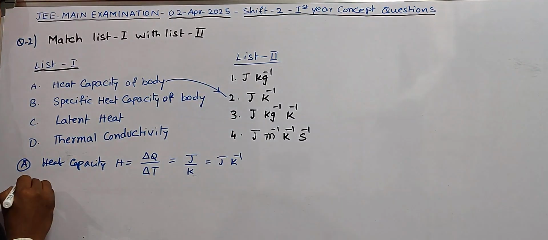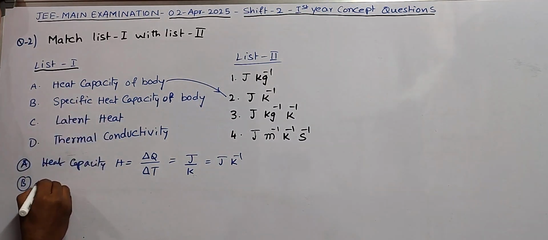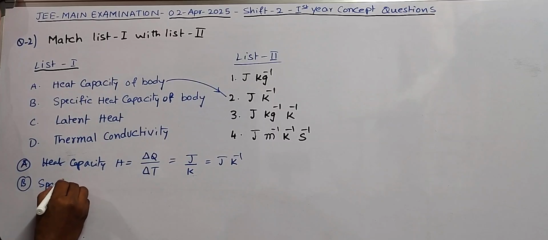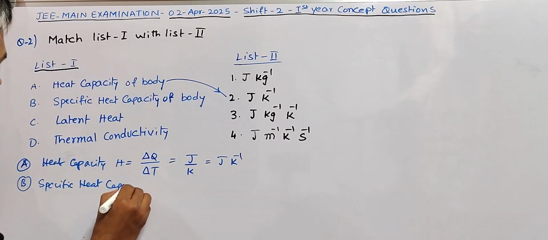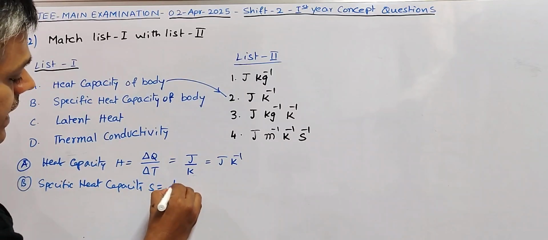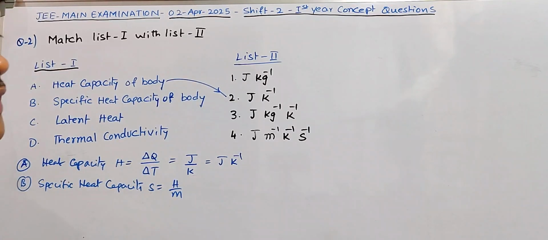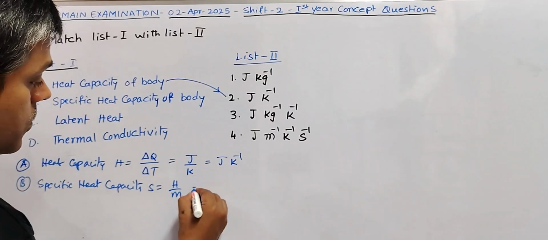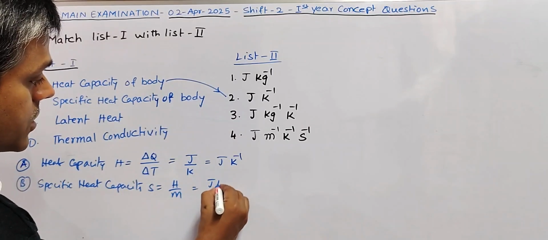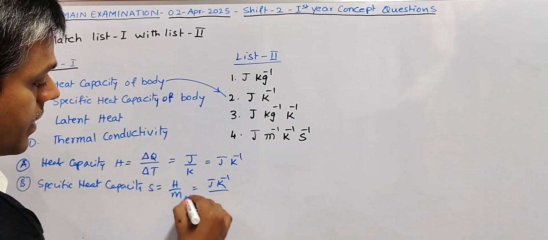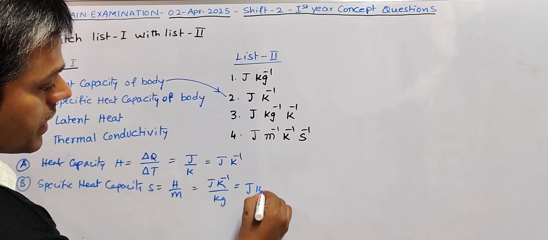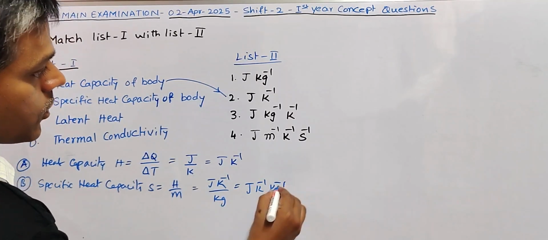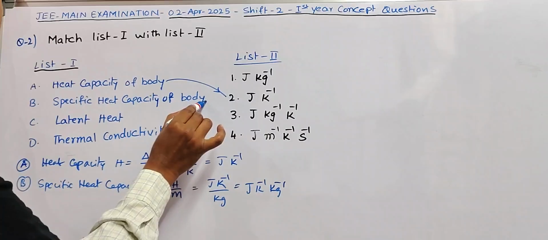Next, B: specific heat capacity. It is defined as heat capacity per unit mass of a given substance. So we already have joule per Kelvin, and dividing by mass in kilogram, we get joule per Kelvin per kilogram. So the second one matches option 3.